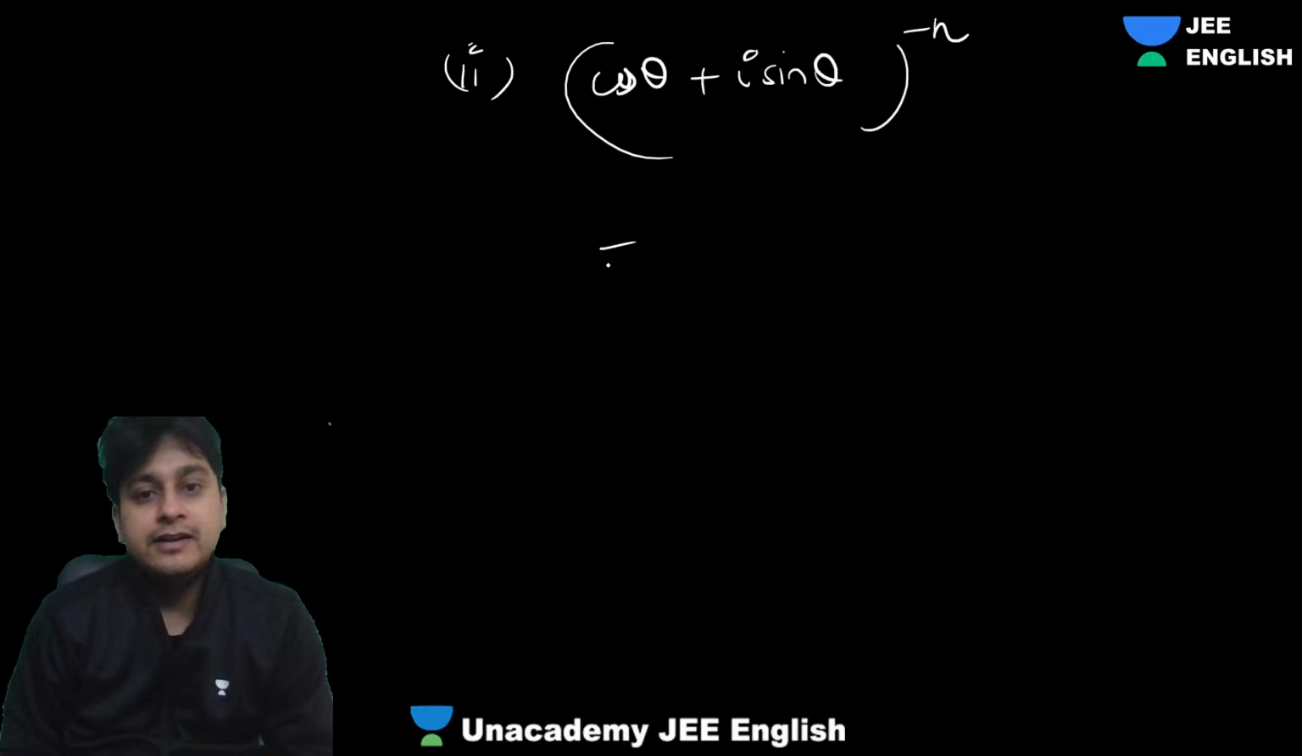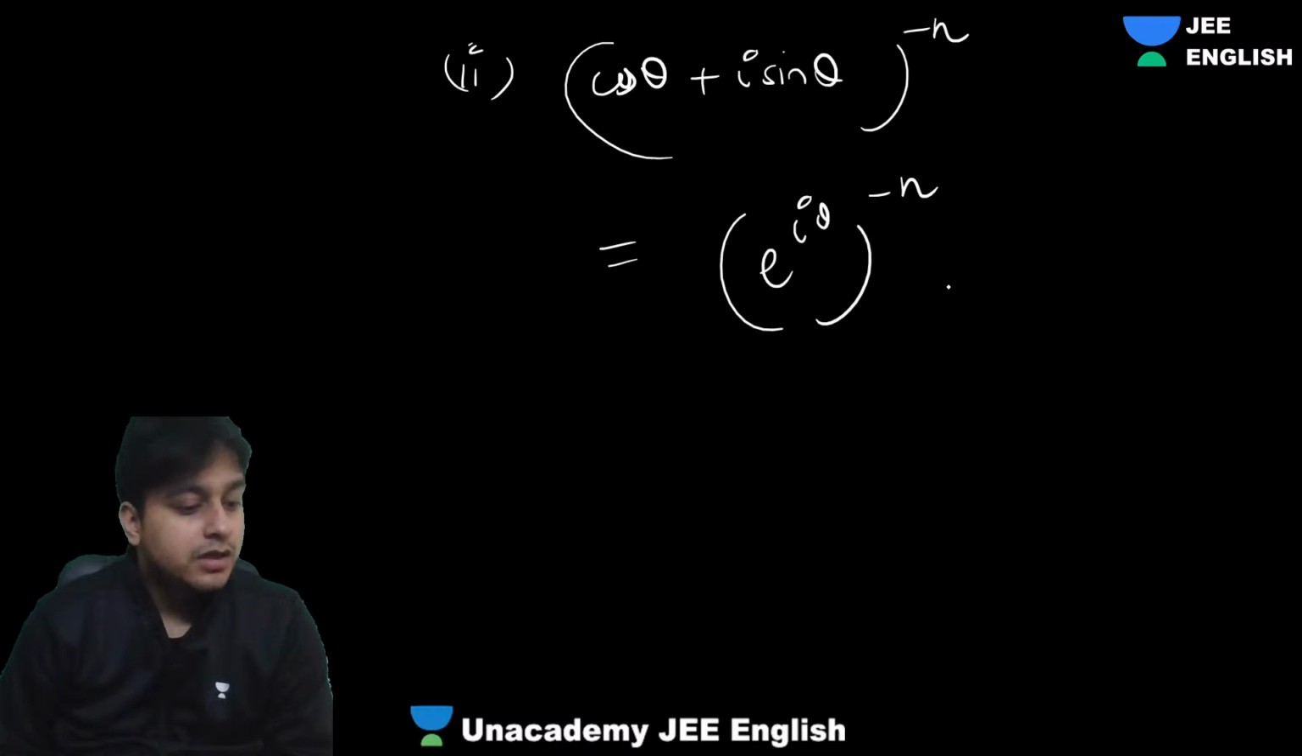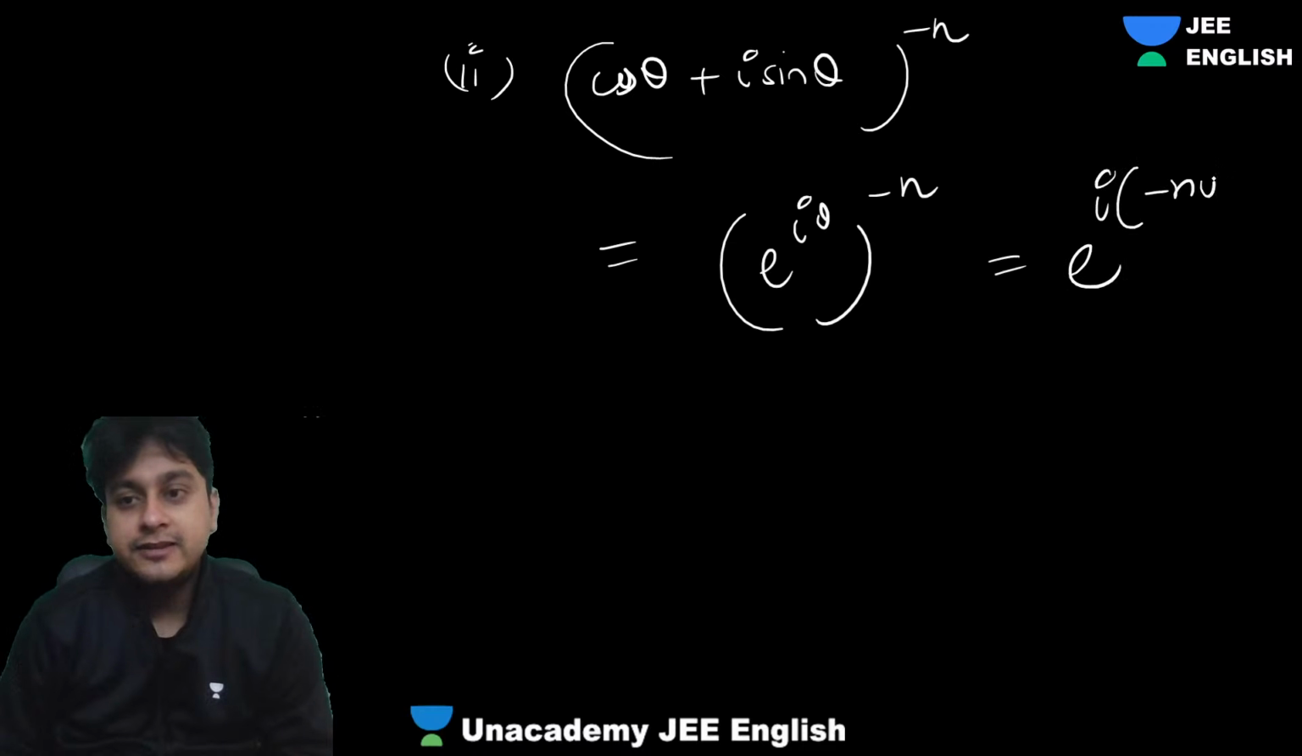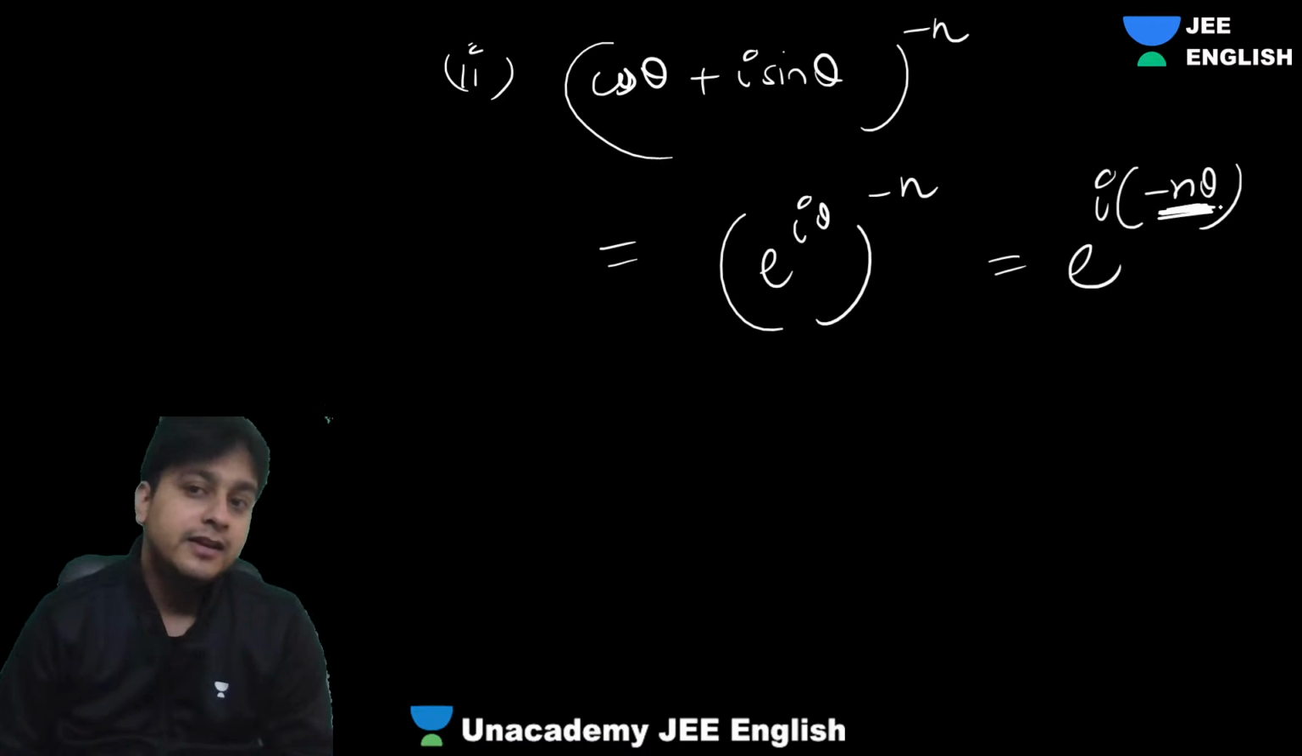Second one is (cos theta plus i sin theta) whole to the power minus n. Now again I will write this as (e power i theta) whole to the power minus n. Now guys, when you multiply the powers, what do we get? We get e power i minus n theta. Now whatever is multiplied with i is your argument, isn't it?